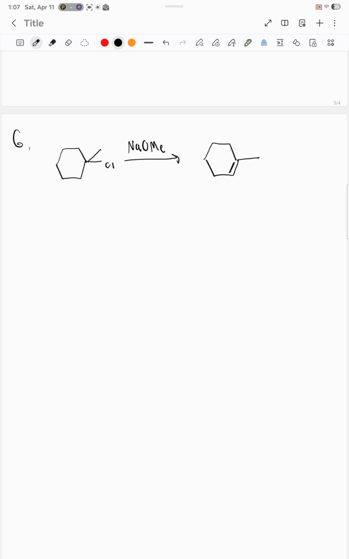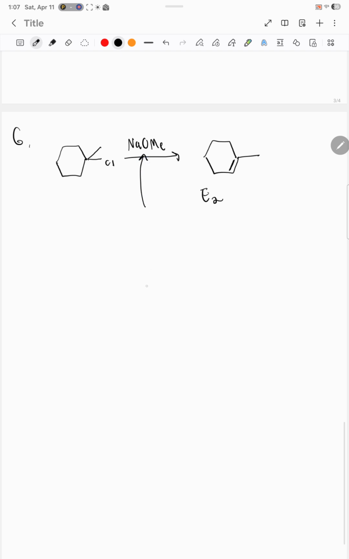Turns out the answer to this is, I'm not too sure. Well, looking at the key, looks like this will be an E2 reaction. So to answer this, we need to determine, is this a bulky base? Turns out it's not, because methoxide is not sterically hindered, and that is why this will be considered the Zaitsev product.